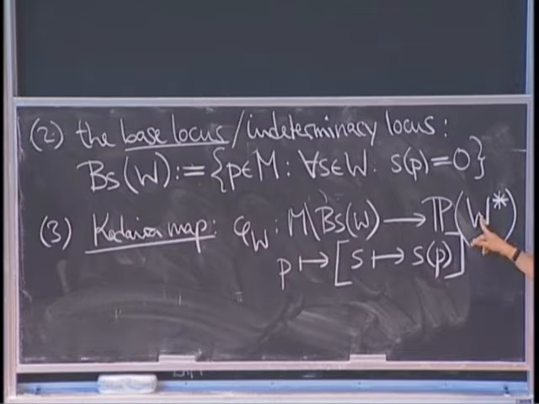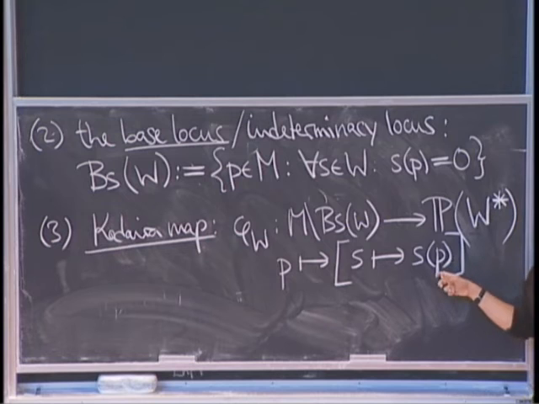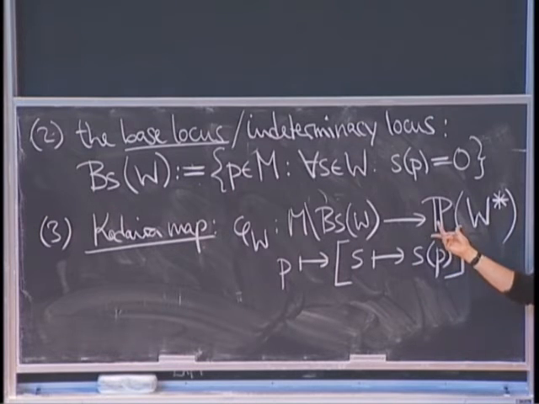So W is a space of sections. W star is the dual space. So an element here is a linear form on sections. And what is that linear form? I take a section, I evaluate it at a point. And then I identify two of these. I take the projectivization, so mod out by multiplication by non-zero scalars. So that's like a universal construction.